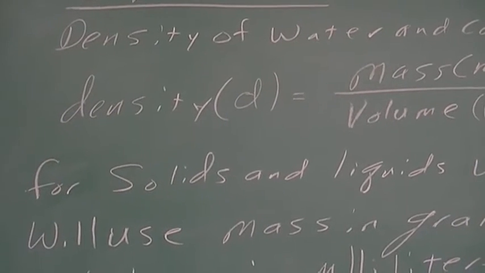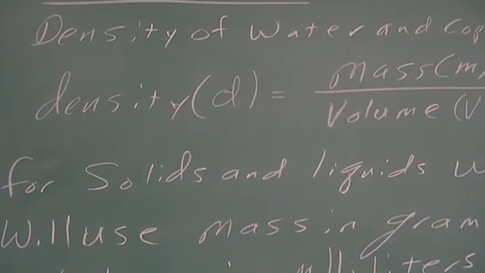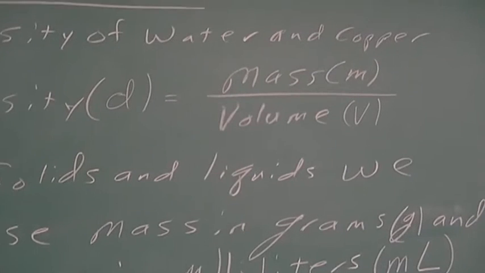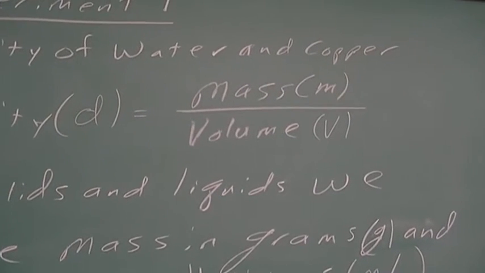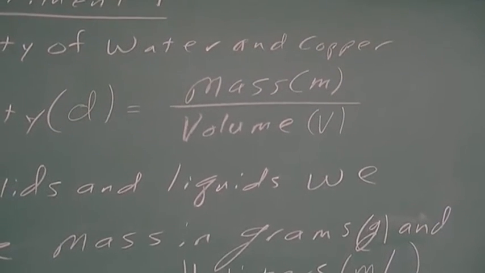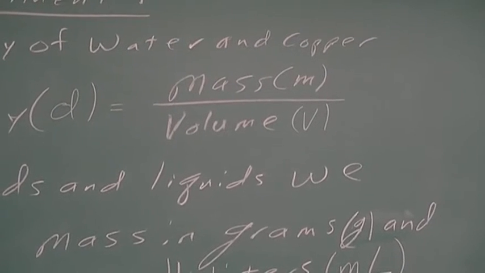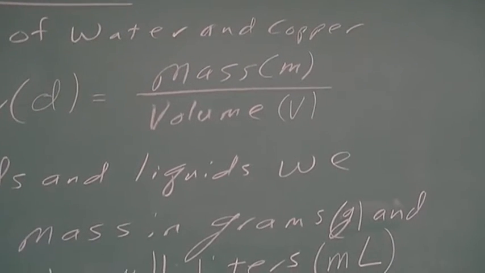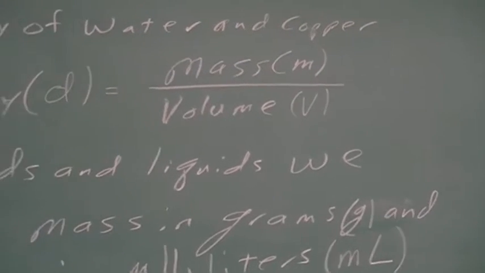So first, density, lowercase d is my abbreviation for density. The dimensions are going to be mass divided by volume. Mass is a lowercase m. Volume is an uppercase V.